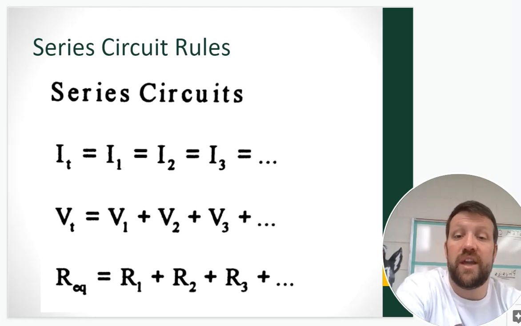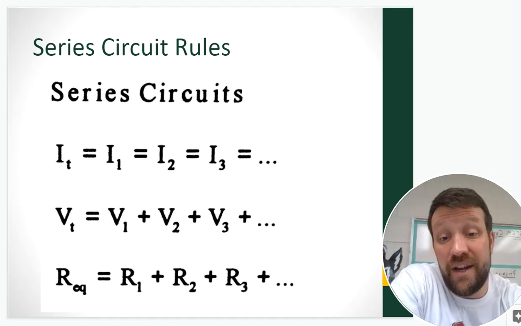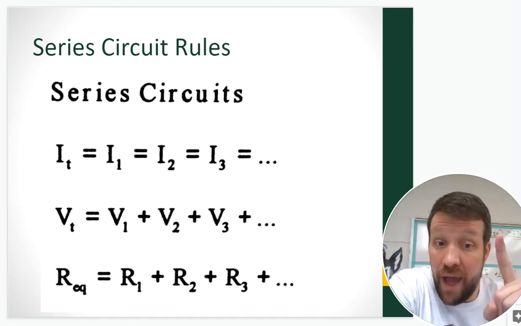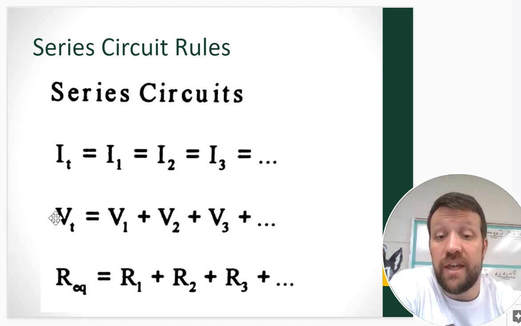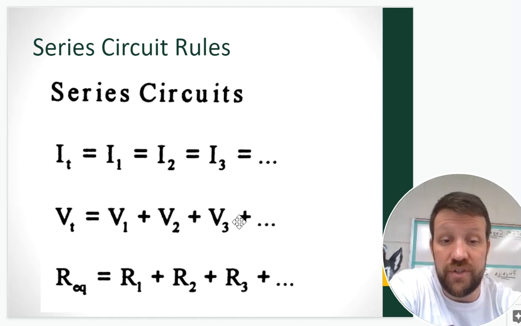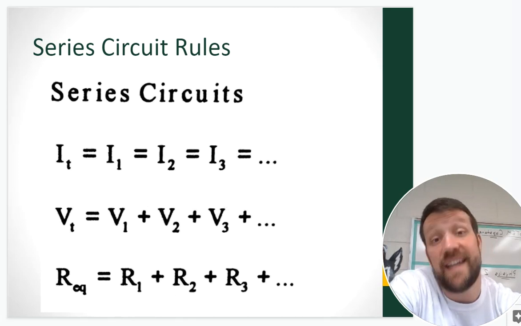And so to hit our rules again real quick, series circuit rules, I want to hit these a lot to give you the reminders. In a series circuit, the current is the same throughout because there's only one path. The total voltage generated by the batteries is going to equal the voltage drop at each resistor. So remember, we had 3 resistors before. Each one dropped its share, and all those together will equal the total voltage.